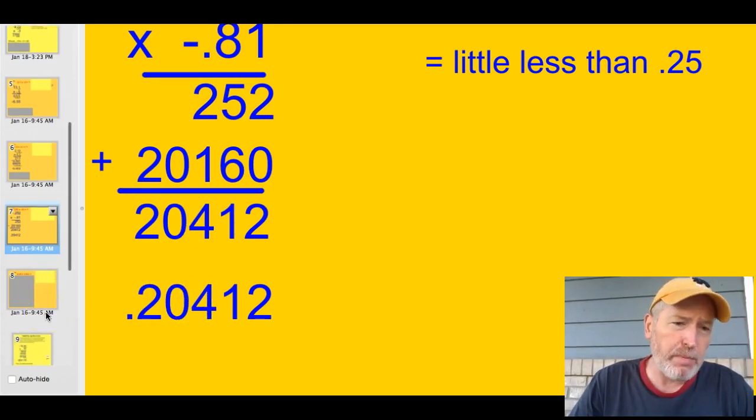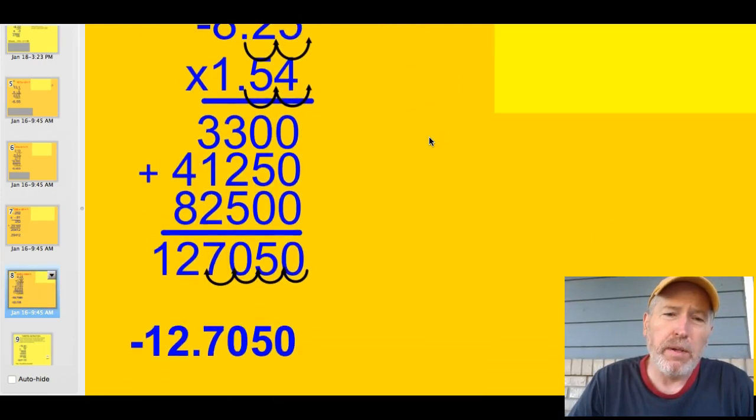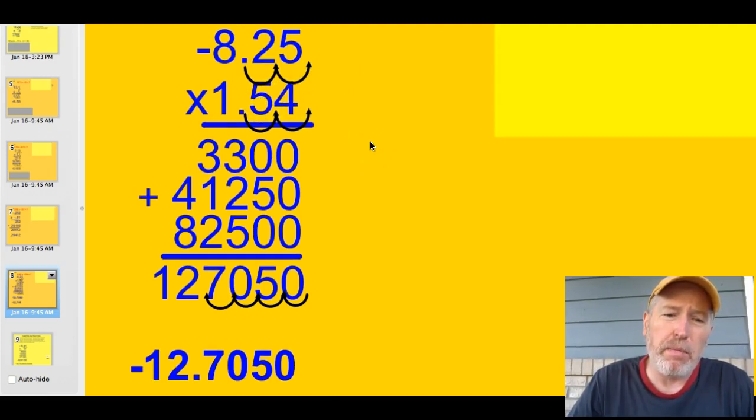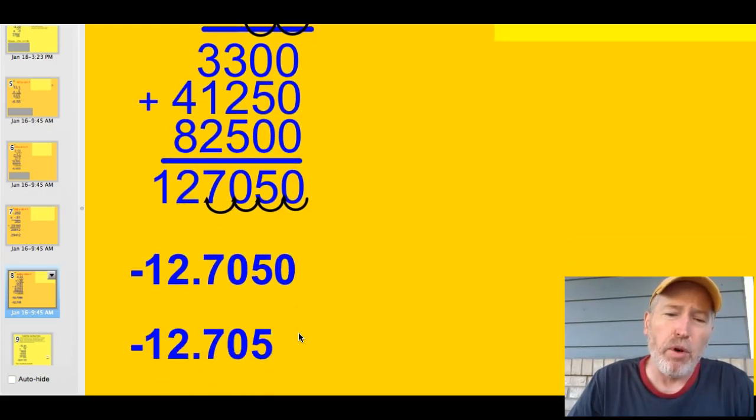All right, last pause problem before I do a little bit more work. Negative 8.25 times 1.54. Go ahead and give it a shot. All right, here's your answer. It's a big one. Now you've got a negative times a positive, so your answer is going to be negative. Negative 12.7050, which is really the same as negative 12.705.